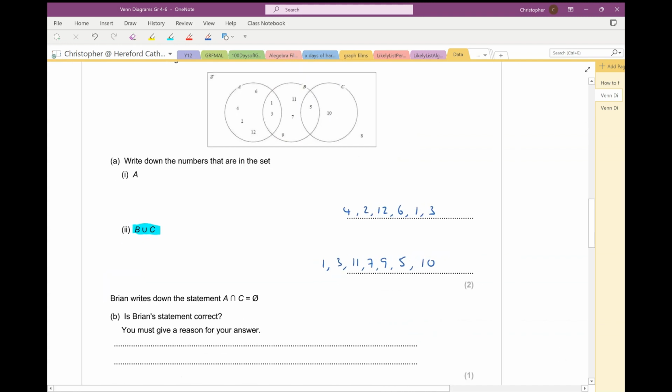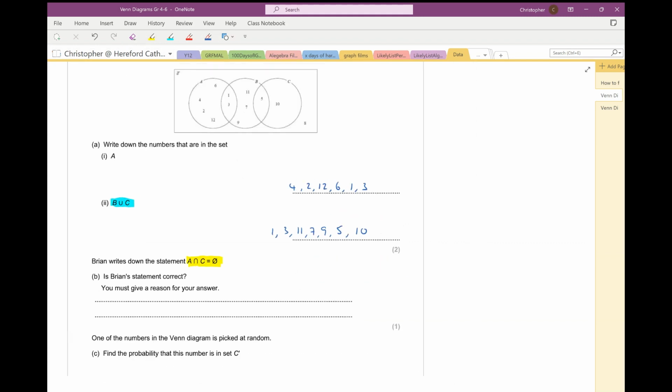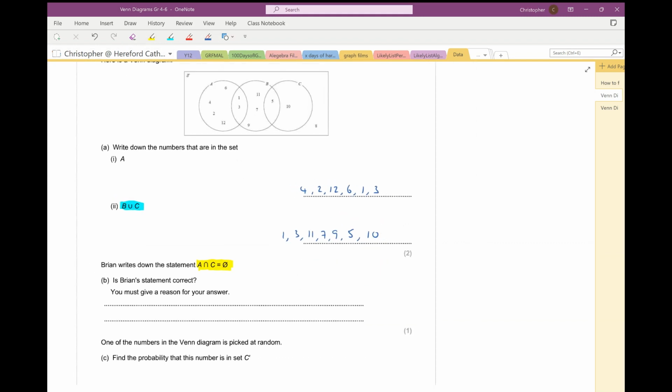Brian writes down the statement, A intersection C is an empty set. That means there are no members of A intersection C. There aren't any which are in A and also in C. Well, there isn't an intersection between A and C, is there? So is Brian's statement correct? Well, that's a yes or a no answer. So I must say yes, because Brian's statement is correct.